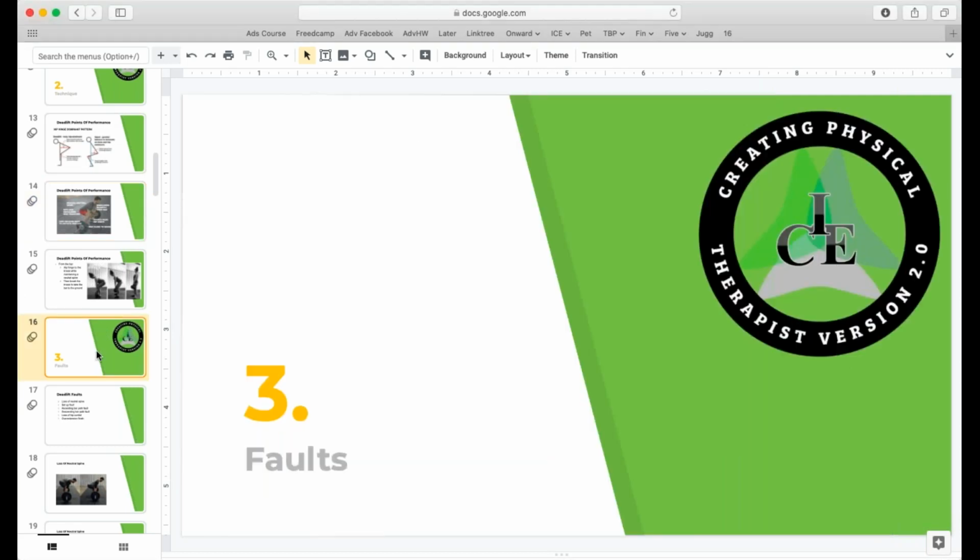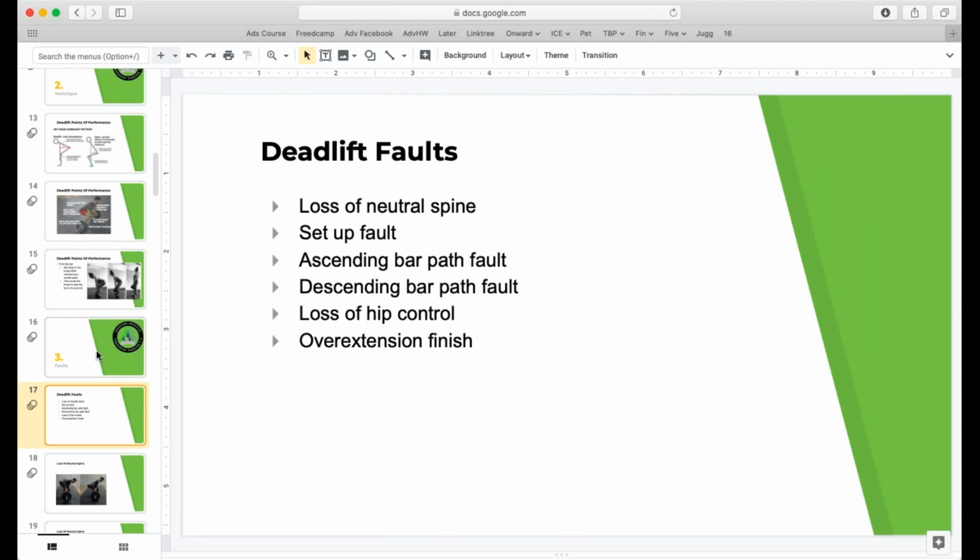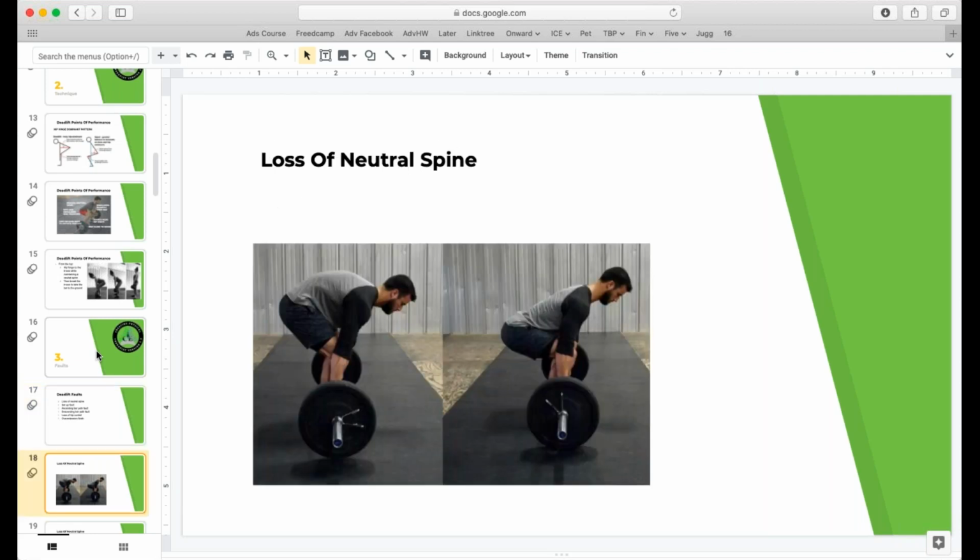So from points of performance, now let's go into the faults. What are the things that we see in the deadlift that we really don't want to see, and we want to work on fixing when we do see? So the first thing is going to be a loss of neutral spine position. This is the thing that we most commonly see, where as that individual performs the deadlift, they start to really flex their lumbar spine or thoracic spine, and they end up relying more on those passive tissues versus active tissues.